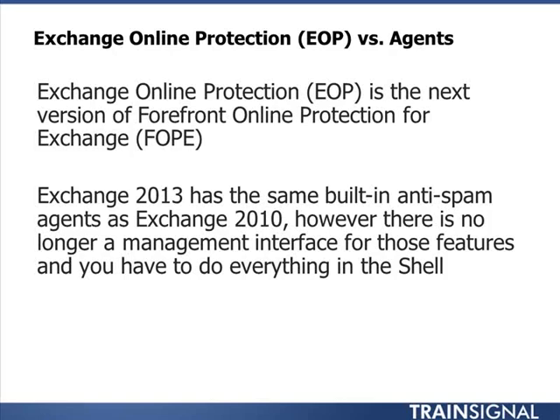So for those of you who worked with the anti-spam features in Exchange 2010, the connection filtering agent is what gave us our IP allow list and IP block list capabilities. So you'll note that these are missing from the list of capabilities with Exchange 2013 because that agent was not moved over to 2013. So perhaps instead of saying that we have the same built-in anti-spam agents, I should say we have most of the anti-spam agents moved over from Exchange 2010. However, there is no longer a management interface for those features, and you have to do everything in the shell.